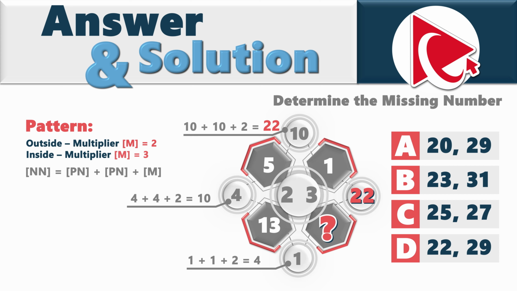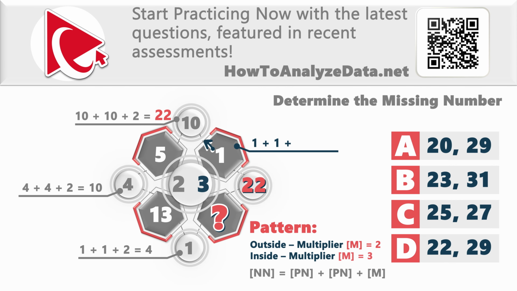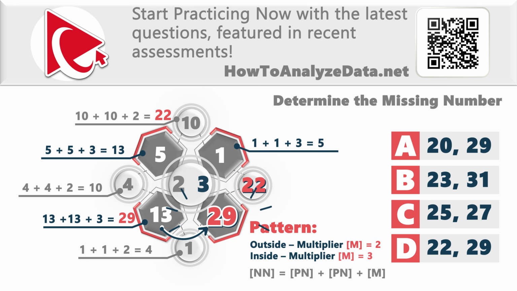For the inside sequence, the formula is exactly the same. The only difference is that the multiplier equals 3. Let's do the calculations. 1 plus 1 plus 3 equals 5. 5 plus 5 plus 3 equals 13. And now is the magic time to calculate the missing number. 13 plus 13 plus 3 equals 29. So the correct answer here is choice D, 22 and 29.